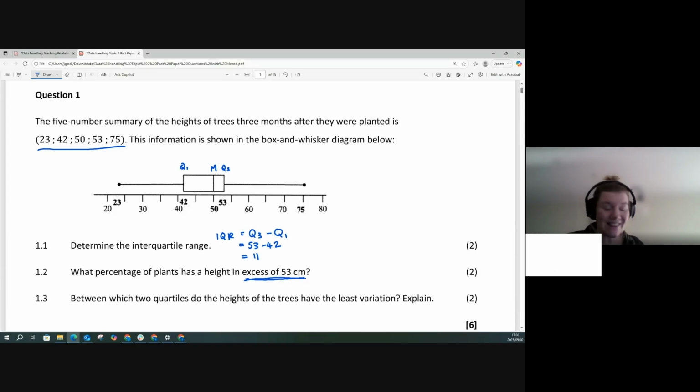This is a question that gets asked all the time, and it's a trap. But I'm going to show you what the trap is, so that you never fall for the trap again. Keep those answers coming. What percentage of plants has a height bigger than 53 centimeters? Looking at this box and whisker or 5-number summary.